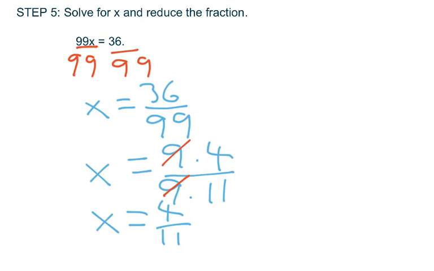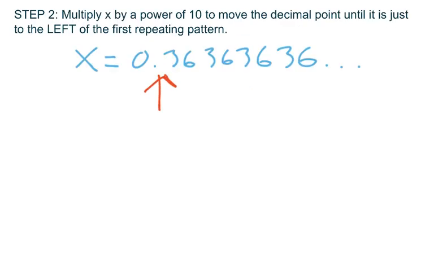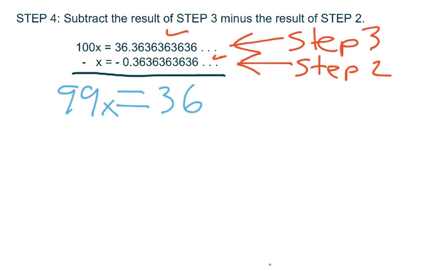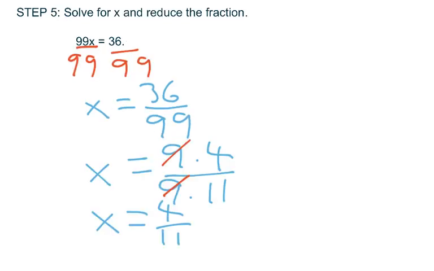Now, let's look back and see where we were to begin with. Notice in the beginning our value of x was just the part of the decimal that follows the decimal point, the 0.36 repeating. There was a 7 that we need to not forget about. Let's bring him back in. The 0.36 repeating that was x, we now know that could better be written as 4 11ths. So our mixed number is 7 and 4 11ths. 7.36 repeating is the same as 7 and 4 11ths. Now that gives me a mixed number.